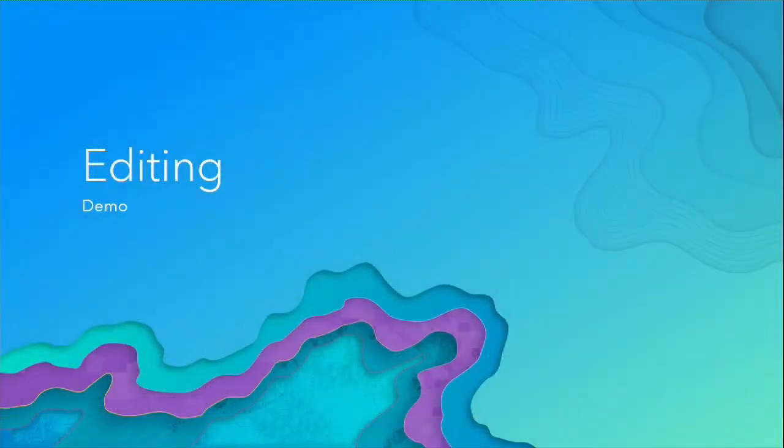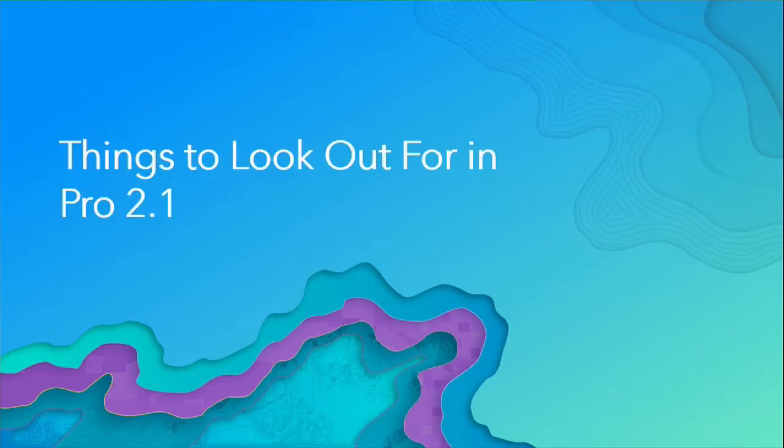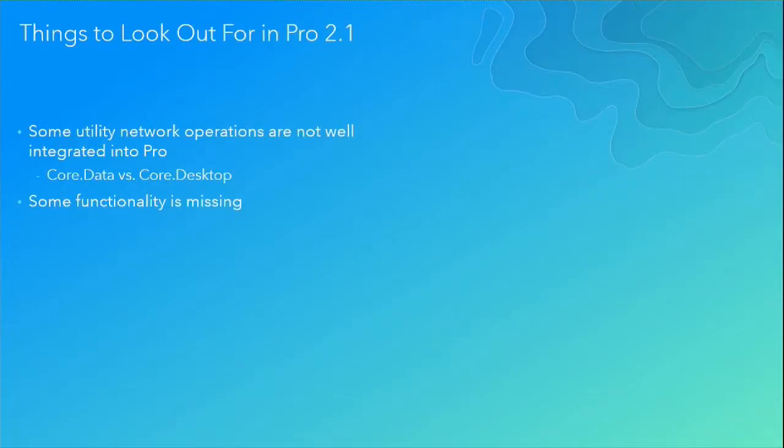Thank you, Dave. All right, let's wrap up with a couple of things to look out for in Pro 2.1, also known as the things that Rich screwed up. Some utility network operations are not that well integrated into Pro. The low-level stuff, the core.data routines, are all great, but they don't always hook up to core desktop properly.